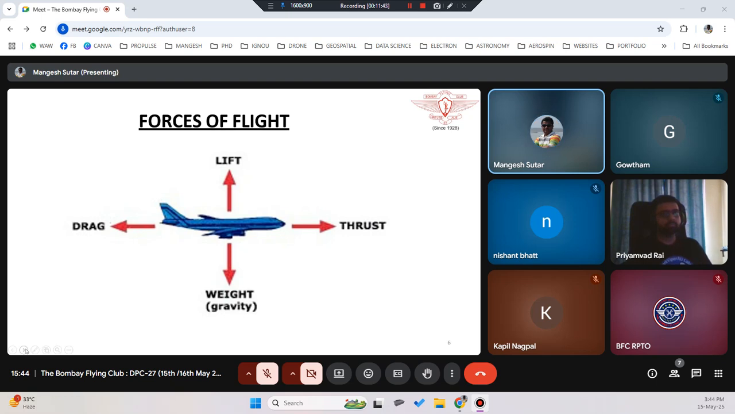It cannot stop. Otherwise, what will happen? It will hit the wall of the runway. So it has to glide at a particular point. The pilot has to give that much thrust so that the aeroplane lifts in the air and it glides in the air.